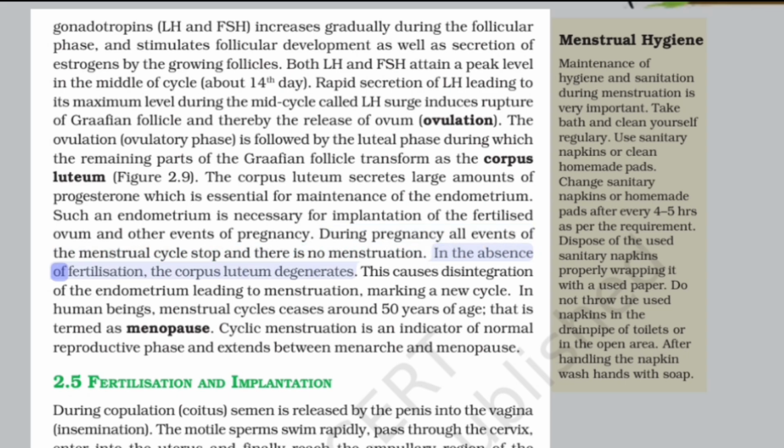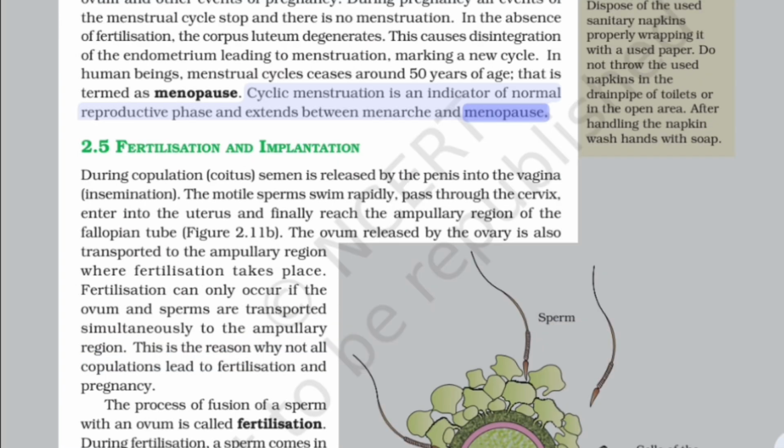In the absence of fertilization, the corpus luteum degenerates. This causes disintegration of the endometrium leading to menstruation, marking a new cycle. In human beings, menstrual cycle ceases around 50 years of age. That is termed as menopause. Cyclic menstruation is an indicator of normal reproductive phase and extends between menarche and menopause.